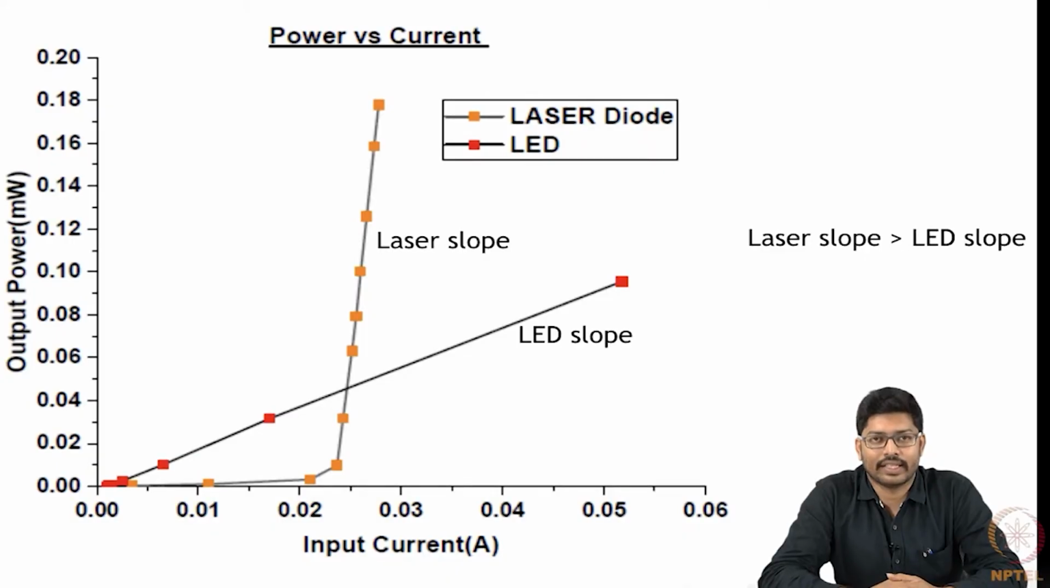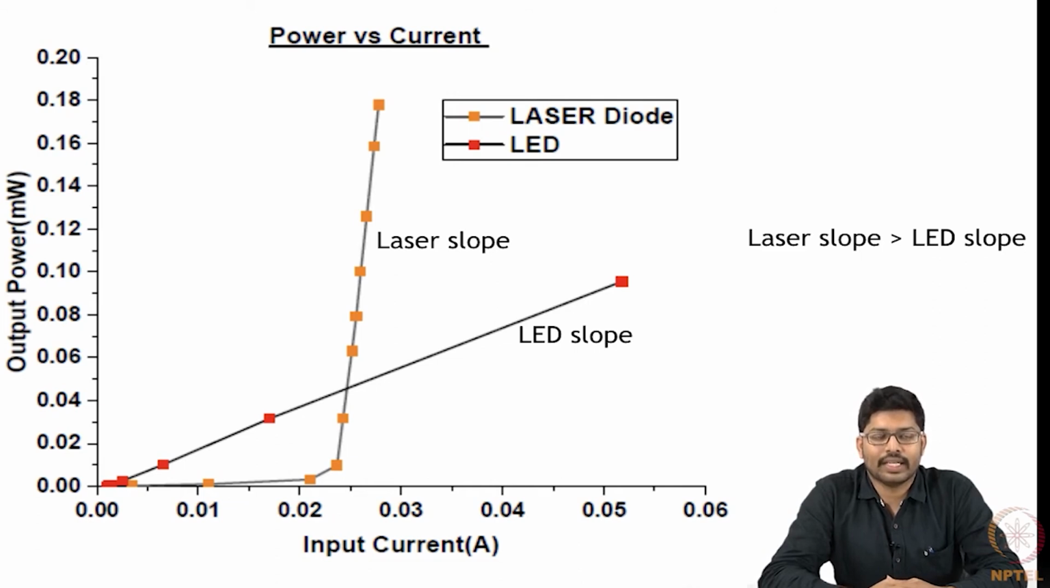To conclude, we have characterized a light emitting diode and a laser diode. If you look at the plot shown here, the first plot is the I versus V plot of LED and LD. The plot looks quite similar for both of the optical sources, and let us have a look at the power versus current plots of the laser diode and LED.